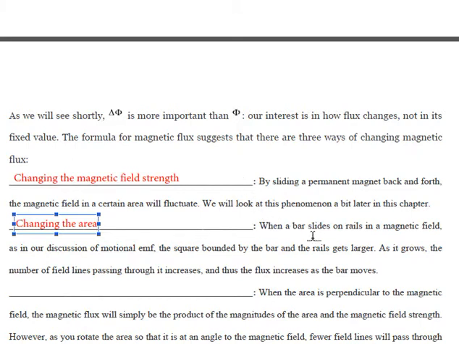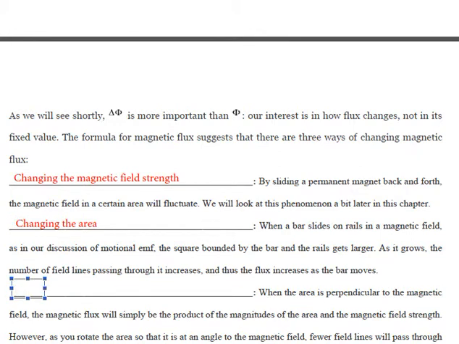So in the example we had in the last video with a bar sliding on rails in a magnetic field, we were actually changing the area. It was a square shape or a rectangular shape, and when we slid the bar across, we were expanding the size of our rectangle. So as it grows, the number of field lines that were going through that rectangle were increasing, and the flux increased as we moved the bar off to the right.